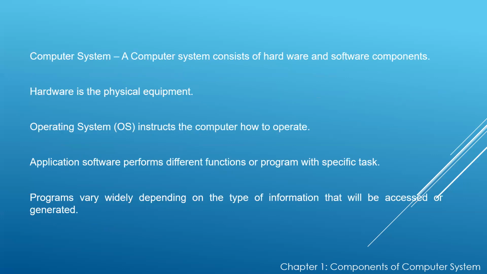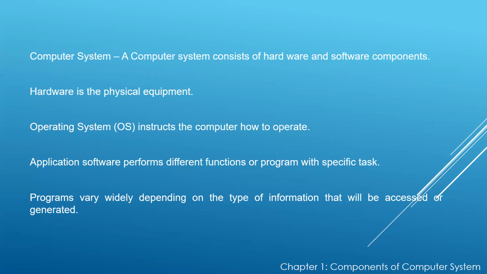So let's start. A computer system consists of hardware and software components. Ibig sabihin, may combination ng hardware and software. So, you all know, hardware is the physical equipment, or we call it yung nahahawakan, and at the same time, the majority would be mechanical. While the software components can be divided into two parts. We have the operating system, or we call it the system software. It instructs the computer how to operate.